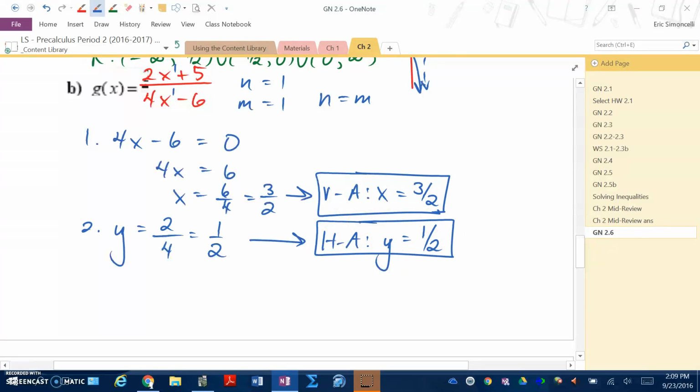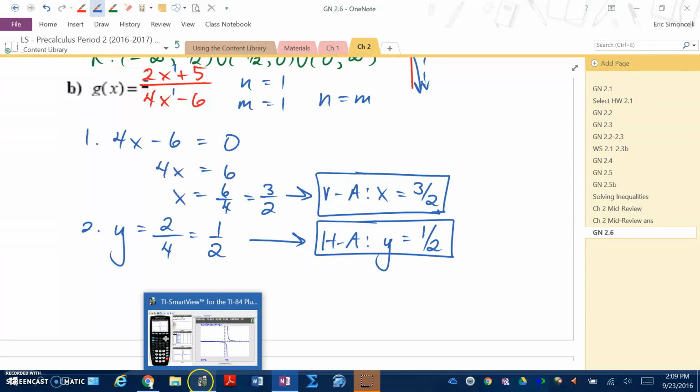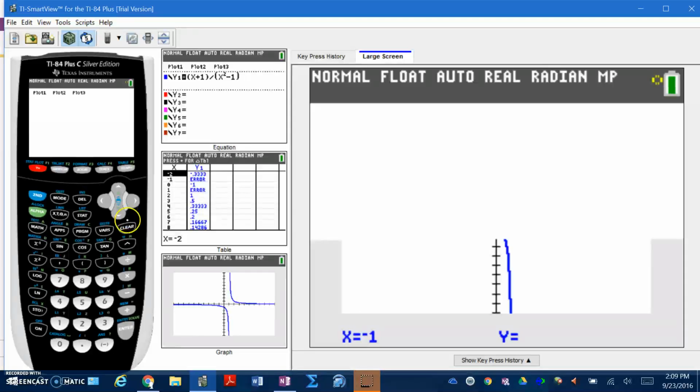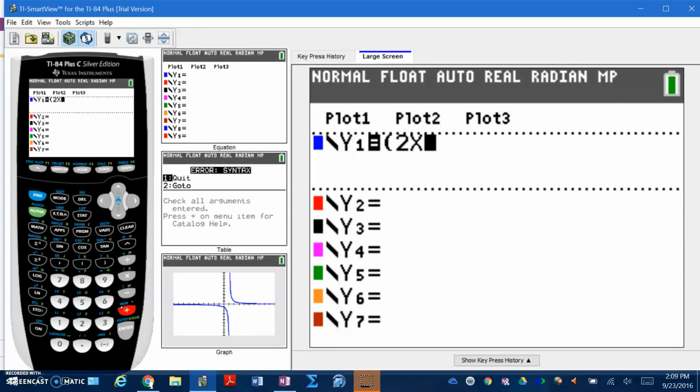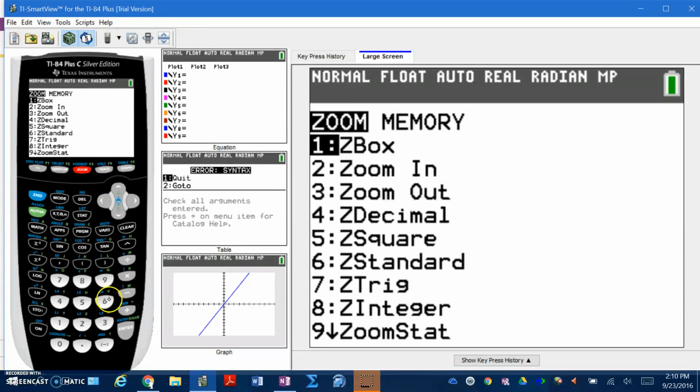Okay. I'm not going to graph every single problem here today, at least not by hand, but I will take a look on the graphing calculator at what this graph looks like. We'll enter, in parentheses, 2x plus 5, divided by the quantity 4x minus 6. So we'll go ahead and zoom 6.